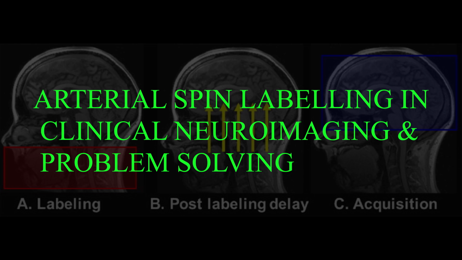The topic for today is an MR technique called arterial spin labeling, which has been used very sporadically and of late very extensively in clinical neuroimaging. I will be focusing on the qualitative aspects. I won't go too much into the quantification or any other scientific research oriented methods. This is for routine problem solving in our day-to-day practice.